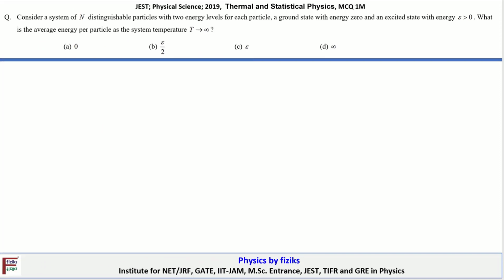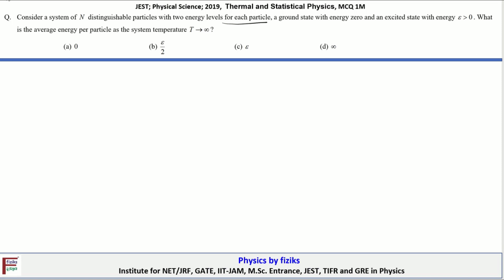So in this video I'm going to discuss the questions and solutions in thermal and statistical physics which appeared in the JEST 2019 examination. So let's take a look at the first problem. The statement is: consider a system of n distinguishable particles with 2 energy levels for each particle.